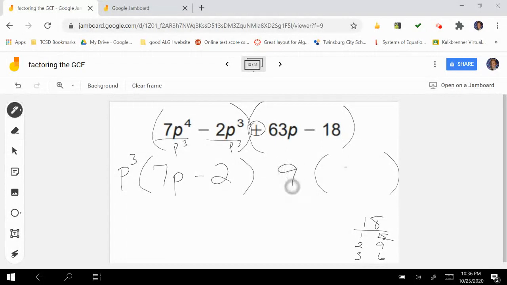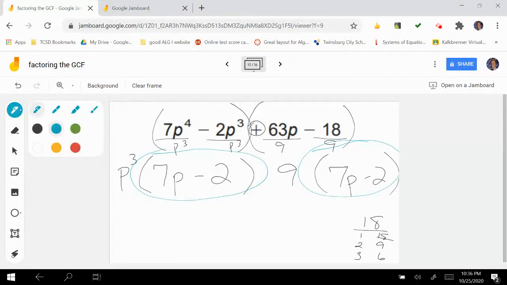And are there any p's to factor out here? No. And again, what is 63 divided by 9? It's 7. What's left? That p. So I'm going to divide this by 9 and this by 9, and I'm going to get exactly what I told you to look for. You're going to get these parentheses that you have in common.